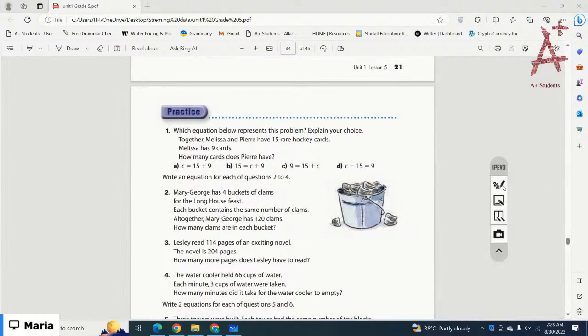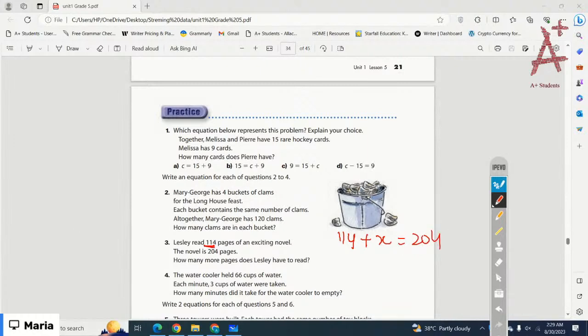Question number 3 is: Leslie read 114 pages of an exciting novel. The novel is 204 pages. How many more pages does Leslie have to read? Okay, so she has already read 114, right? That means 114 plus the more pages. You don't know the number of pages. The total you have is 204 pages.